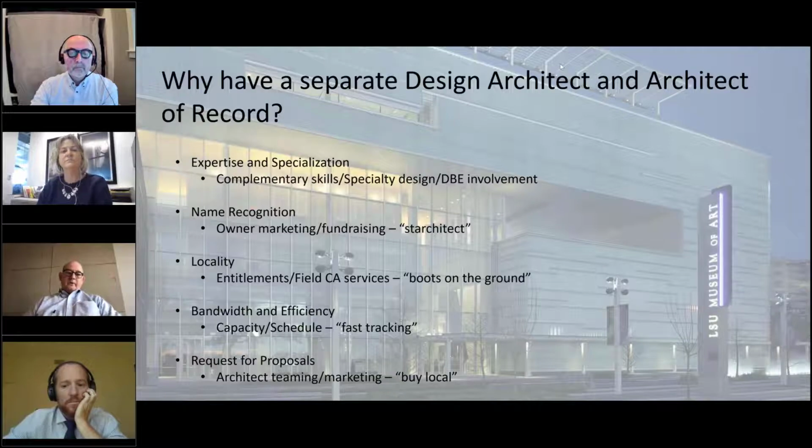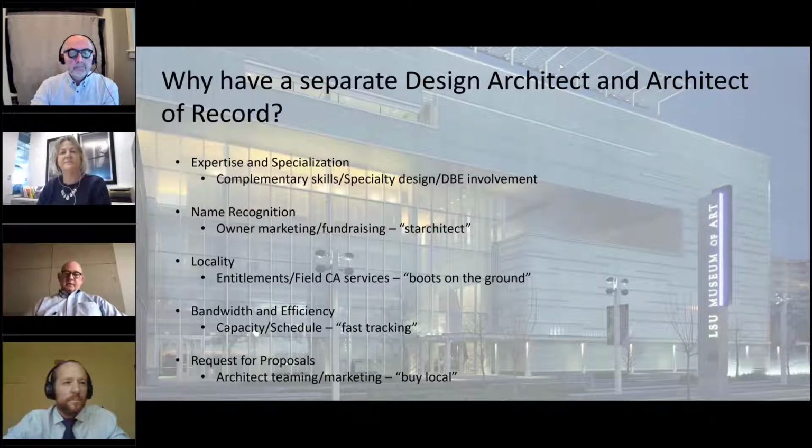A strong reason for doing this is having a local representative. Sometimes in the similar situation that I just mentioned where there's a design architect, there may be the desire to have a local architect of record who understands the permitting process and can provide day-to-day field services during construction.